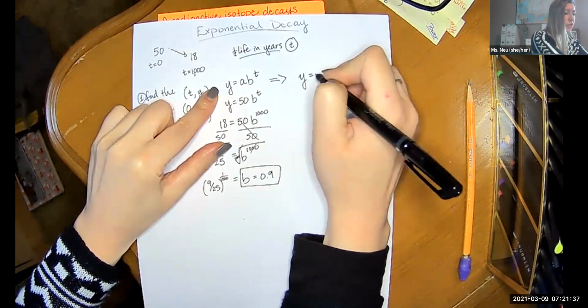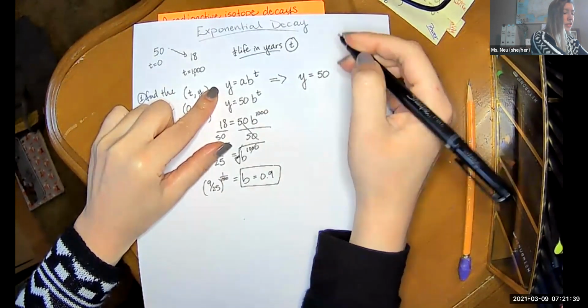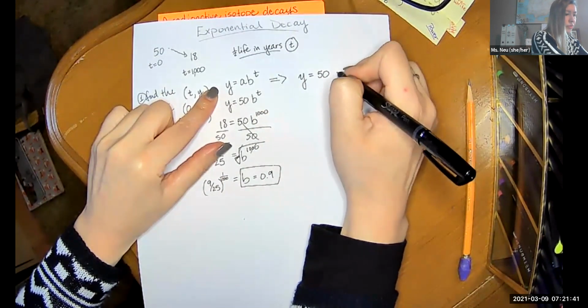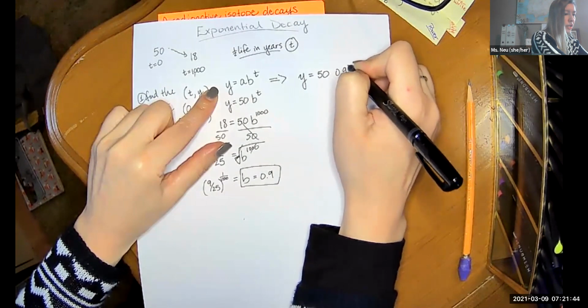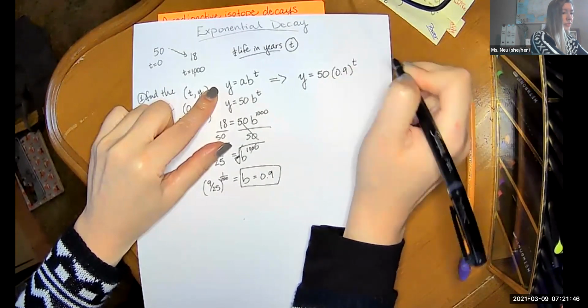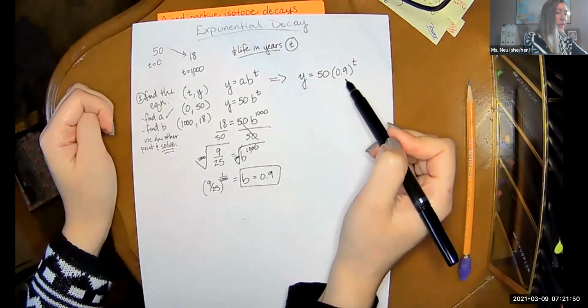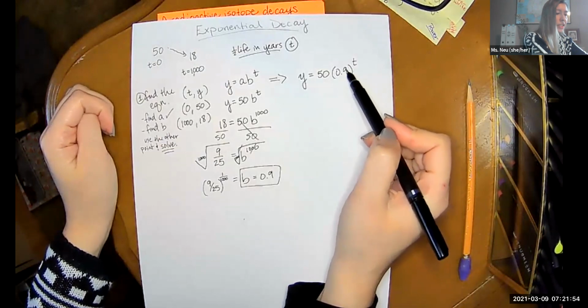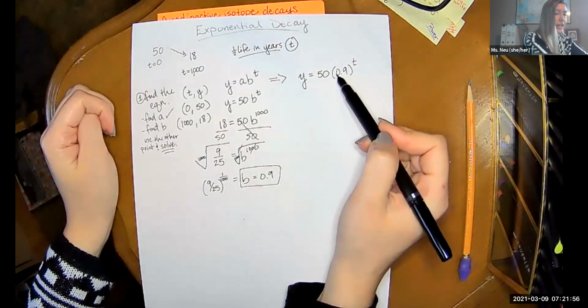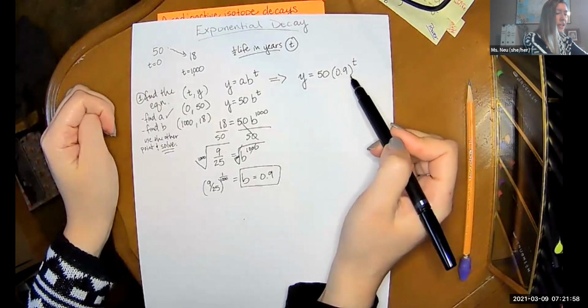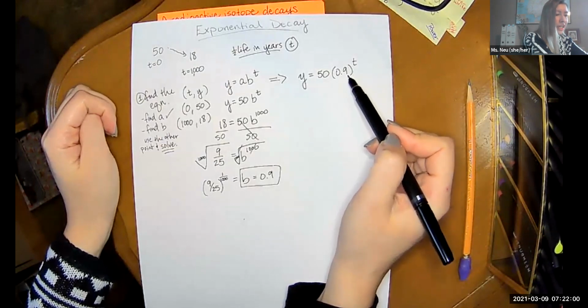So my equation becomes 50 times 0.9 to the power of t. Great. Now we notice that this is less than 1, right? So whatever the decay is, we'll just say that that is 1%, right? Got us to 0.99.